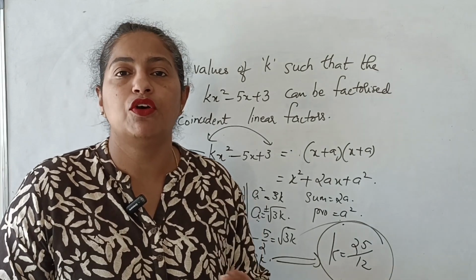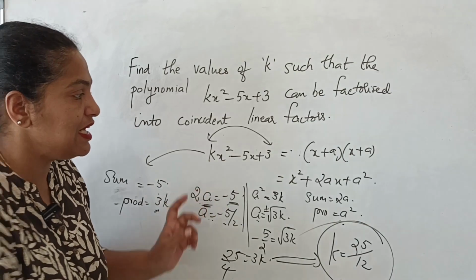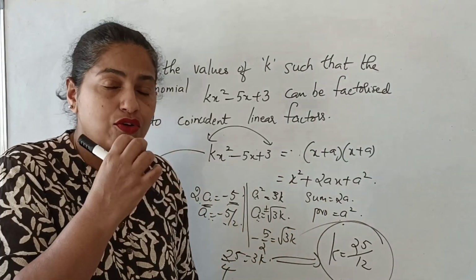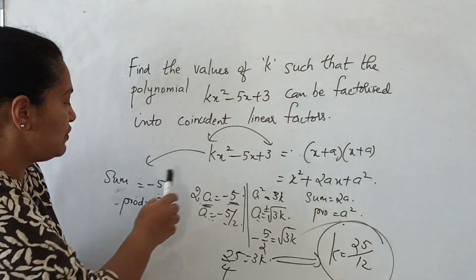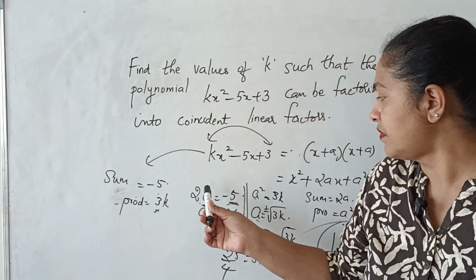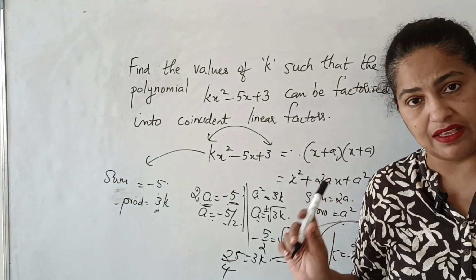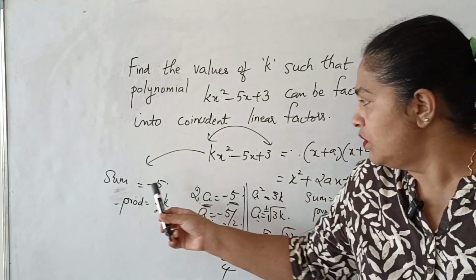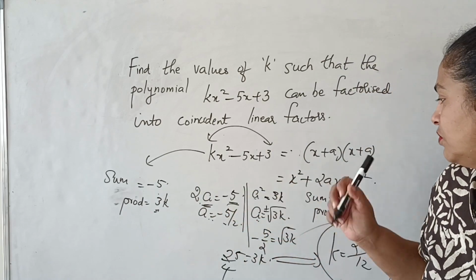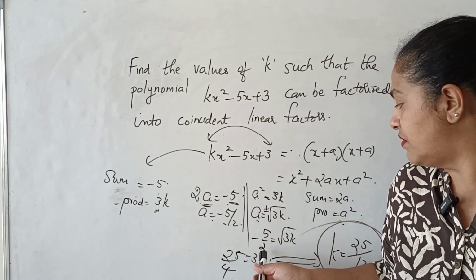Now, whenever you have a polynomial, in order to factorize it, we use the sum product method. So, I separately took the condition, which is the sum of the terms is -5 and the product of the terms is 3k. Here I am getting the sum of the terms as 2a and the product as a square. Correct. Now, sum -5 and the sum 2a I equated. Product 3k and the product a square I have equated.